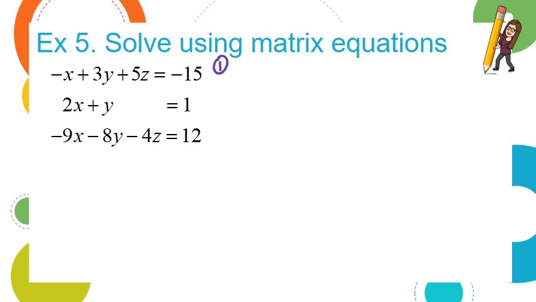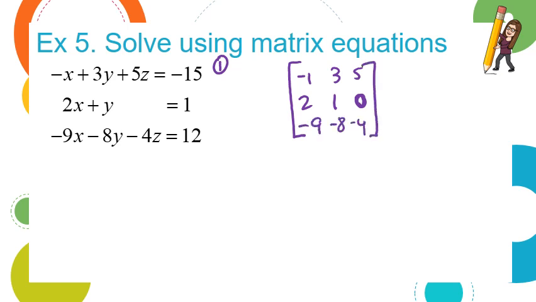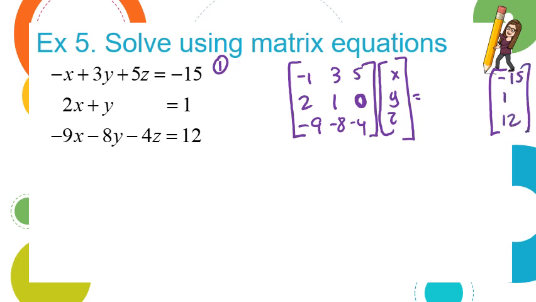So first step, I need to write my coefficient matrix. So I've got a -1, a 3, a 5, a 2, a 1. Oh, I'm missing, so I gotta put a 0, a -9, -8, -4. I have my variable matrix, x, y, z, and equals, I'm gonna leave some space. I have my constant matrix, -15, 1, and 12.